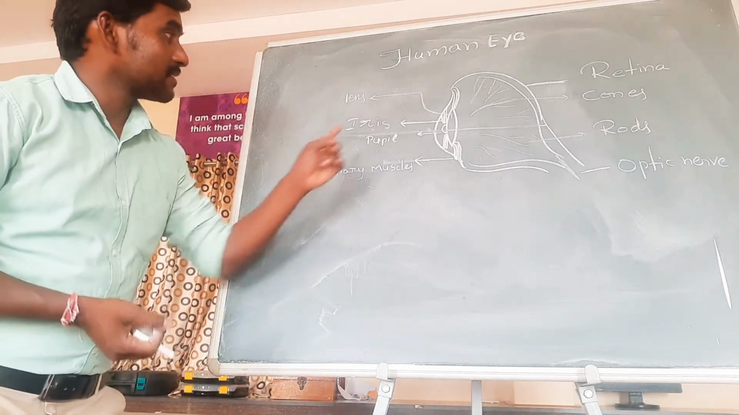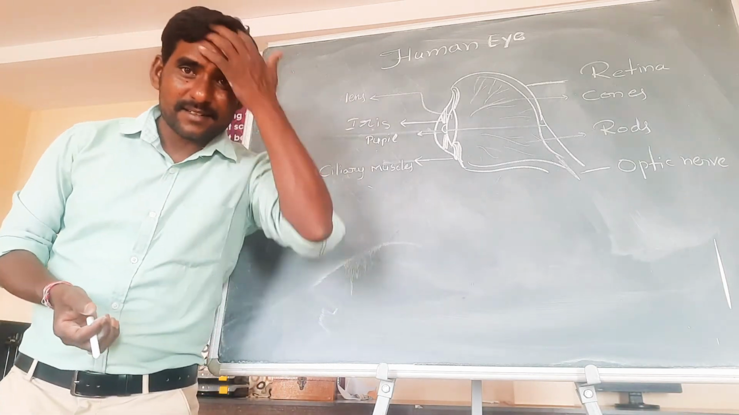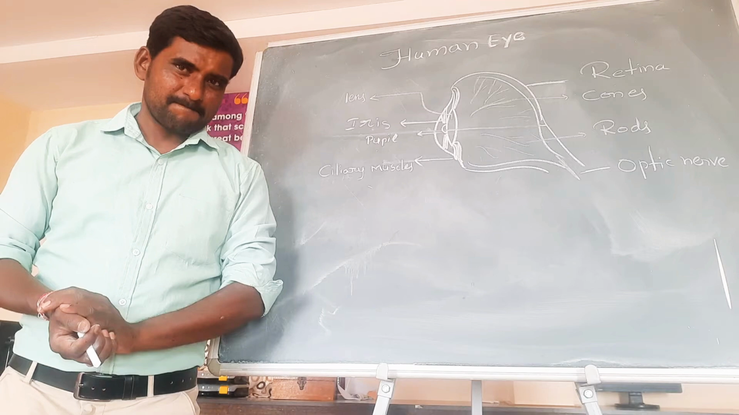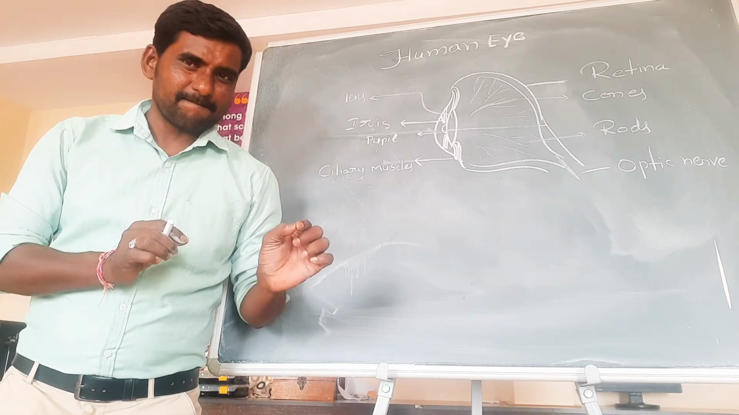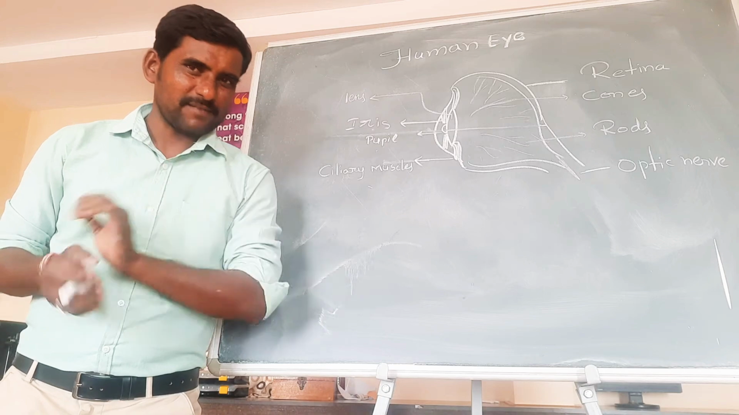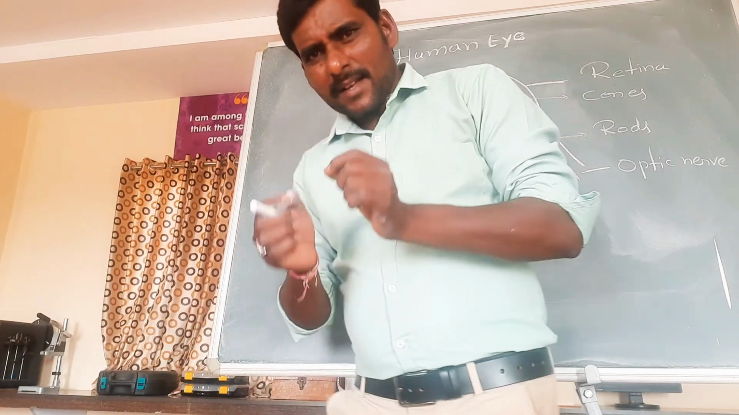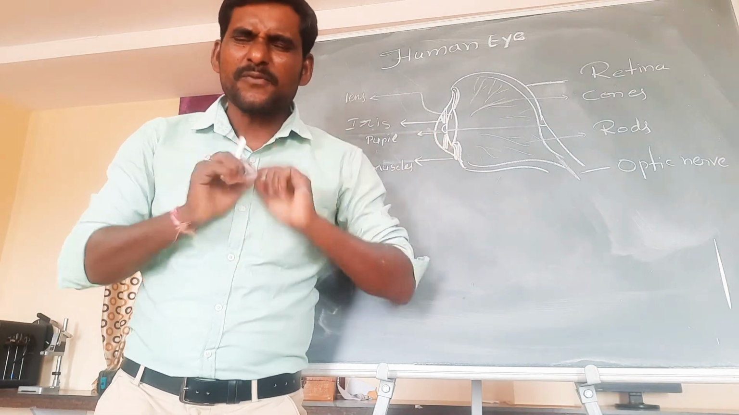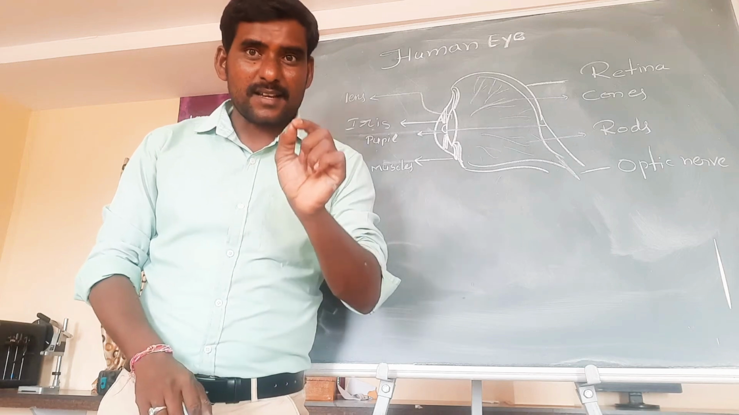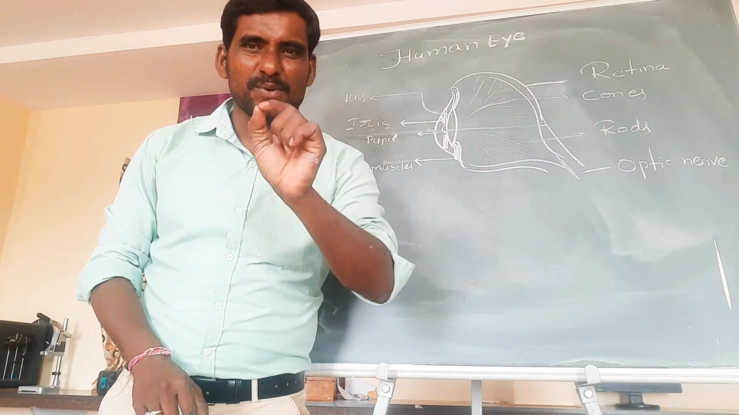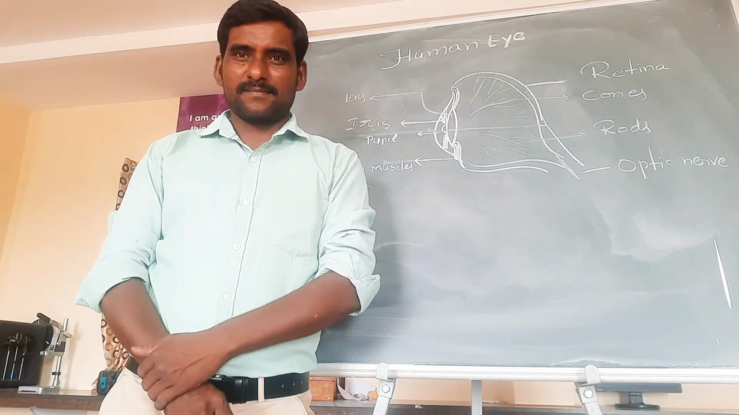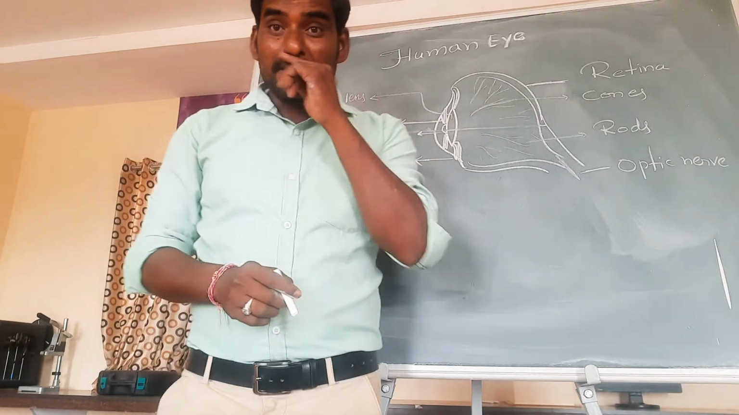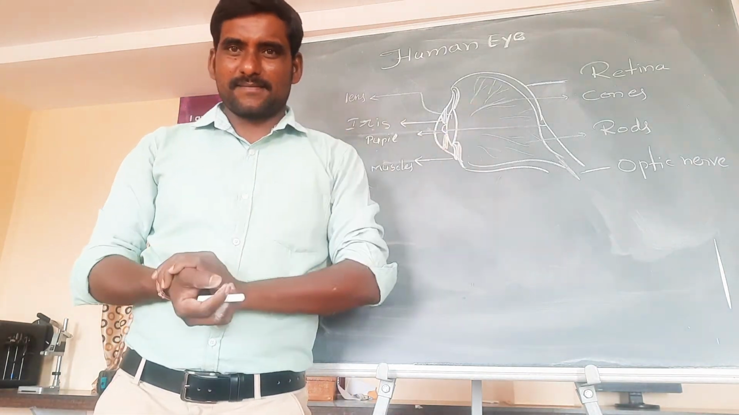Now, next one is iris. From that, they asked in one question. When you come out from cinema theatre, sometimes you are unable to see the surroundings clearly. Why? Remember, because of iris. What is the function of iris first? Iris can change or control the size of pupil. This is the pupil. This is the iris. That pupil size is controlled by iris.